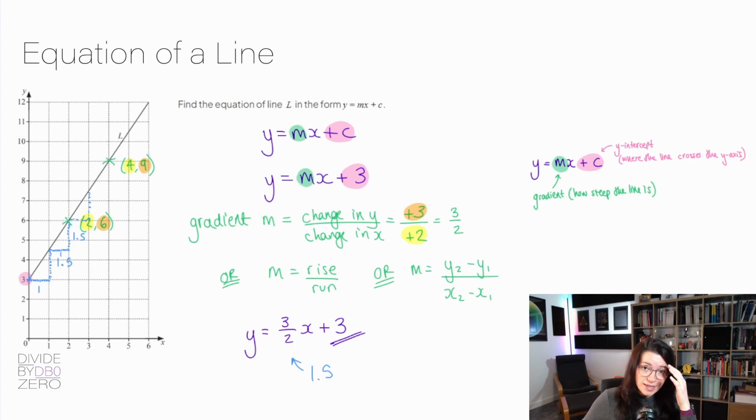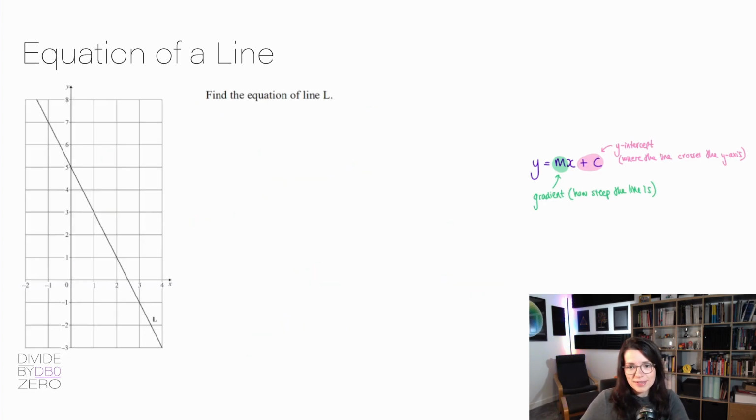Most of the time, I would say it's better to use the methods in green. Let's have a look at another example. So in this case, they also want the equation of the line. So let's start with our general equation, y equals mx plus c. Again, starting with the y-intercept because that's nice to see. It is plus 5 in this case. So y equals mx plus 5.